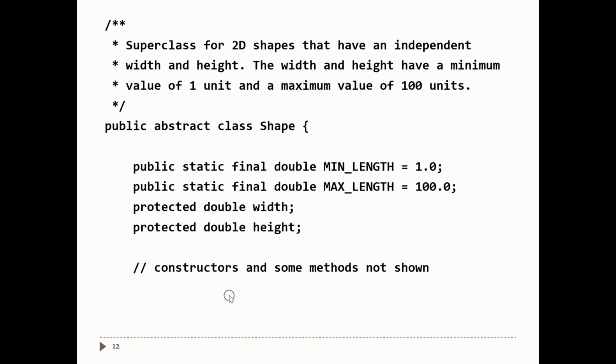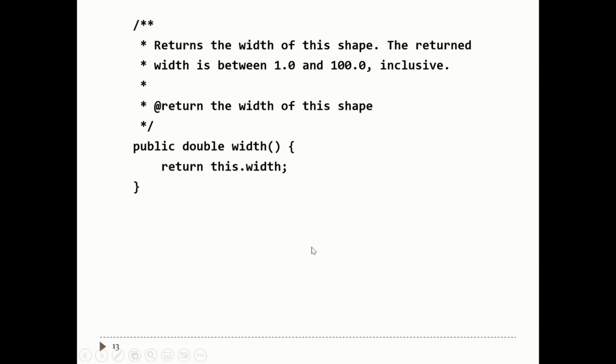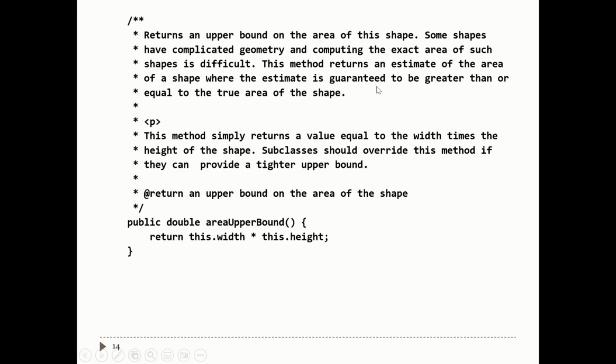Then there's a bunch of constructors and some methods that aren't shown here. One of the methods, though, is width. Width returns the width of this shape. It promises to respect the class invariant, so the returned width is always between 1 and 100. And finally, there's one more method that I want to talk about: area upper bound. Area upper bound returns an upper bound on the area of the shape.